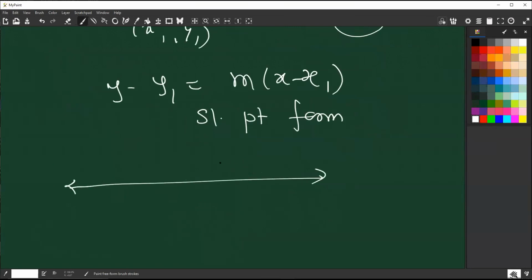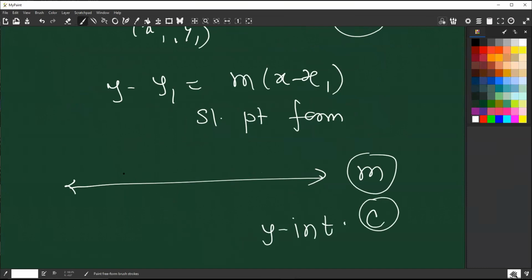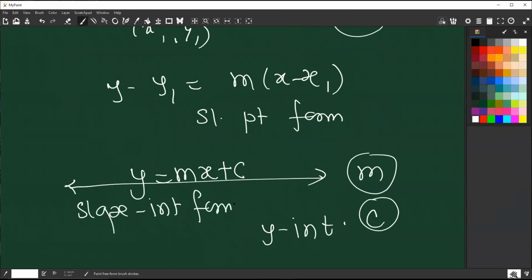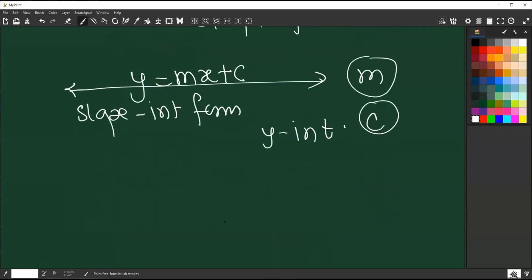Now the second is, if m is the slope of the line and c is the y-intercept of the line, then the equation of this line is y equals mx plus c. This is called slope-intercept form.